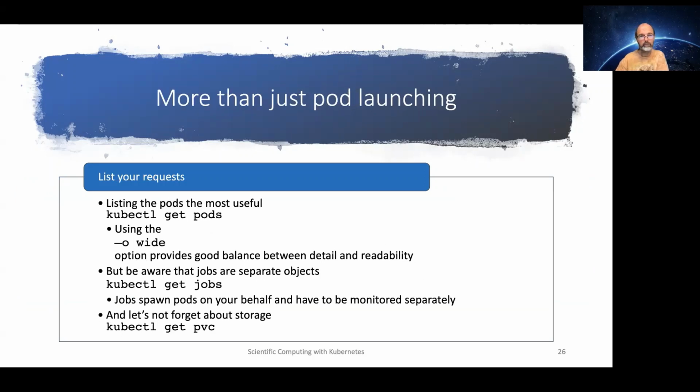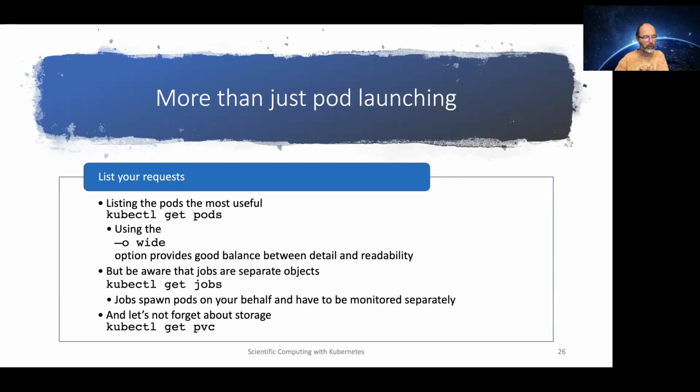However, that's just the beginning. Launching the pod is the first step, but as I already mentioned, you probably want to see what's going on with it. So kubectl get pods is what gets you the list of all the pods that are currently submitted, and it tells you what state each is in. Is it pending? Is it running? Is it finished? I like to use the -o wide option, which provides a little more detail, but that's optional.